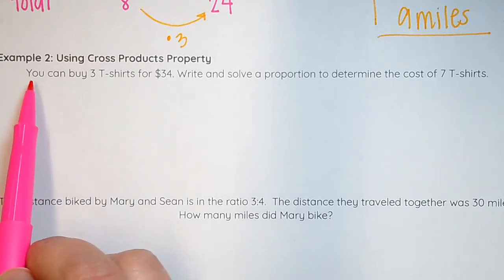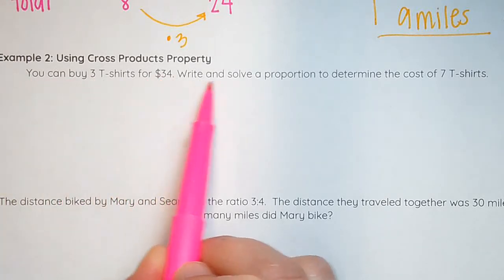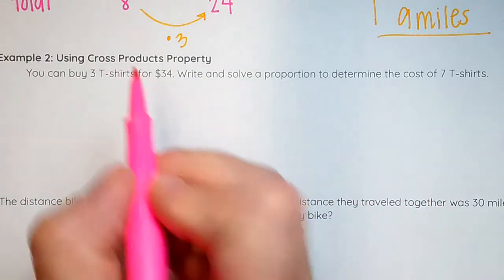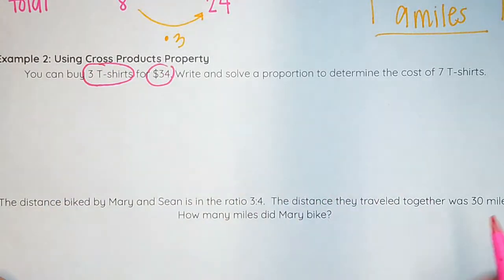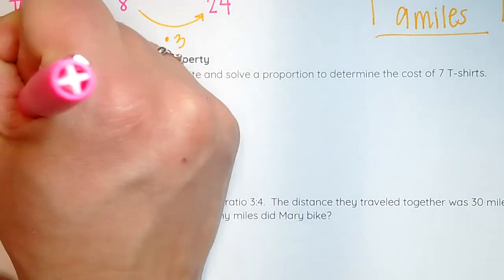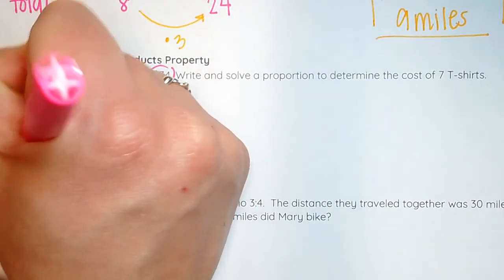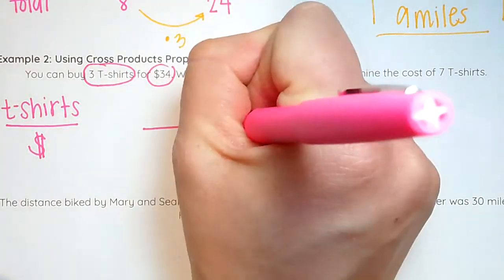So our first example is you can buy 3 t-shirts for $34. Write and solve a proportion to determine the cost of 7 t-shirts. So I'm comparing here t-shirts and money. So I write my word ratio, t-shirts to money. Does it matter which one goes on the top or the bottom? Does it matter which one is in the numerator or the denominator? Nope, as long as it stays consistent throughout.